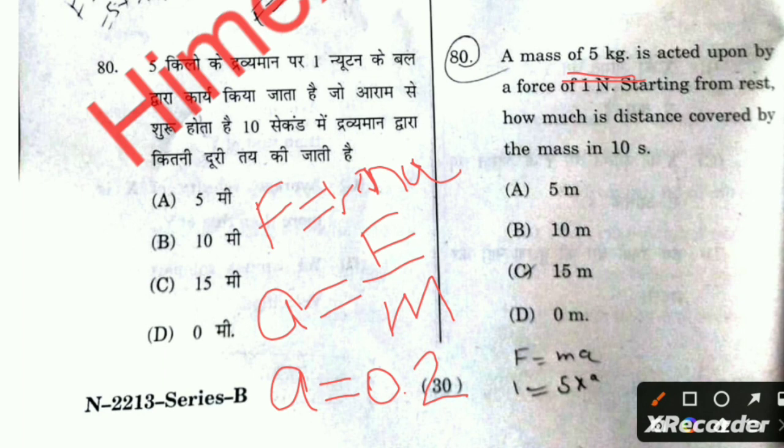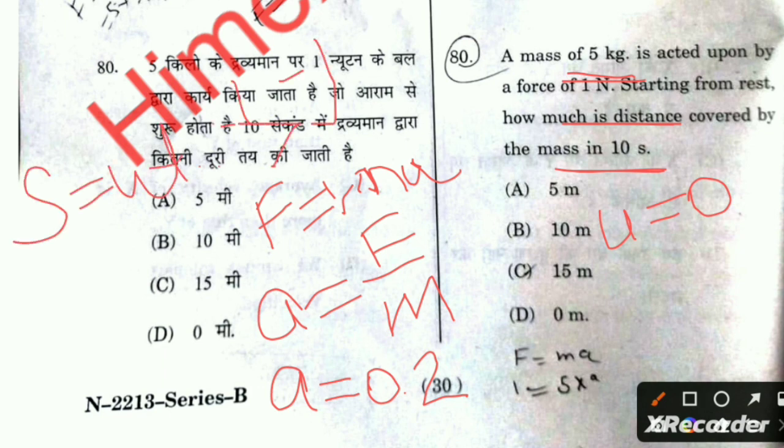Starting from rest, it means the initial velocity u is 0. Starting from rest, how much is the distance? You have to calculate the distance covered by the mass in 10 seconds. The time is given, which is 10 seconds. You know the formula, S is equal to ut plus half at square.